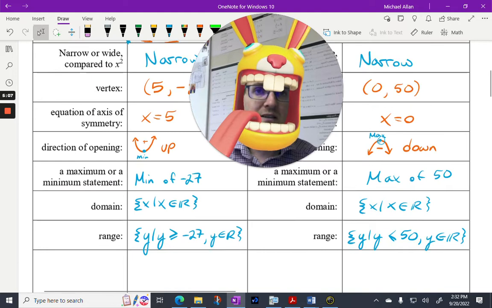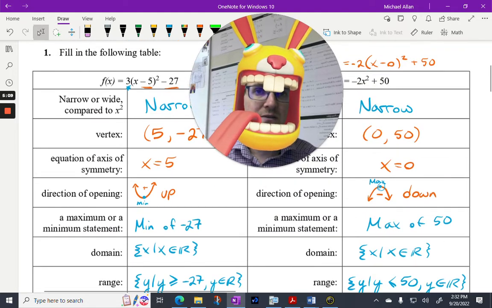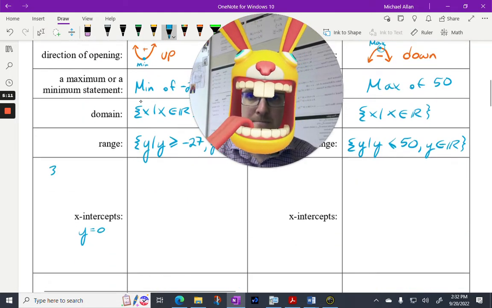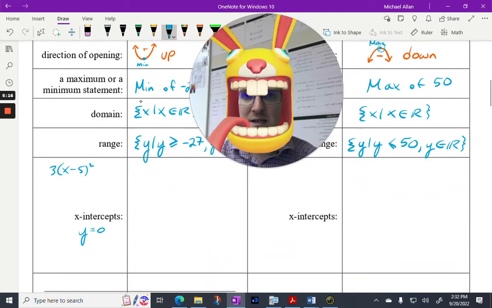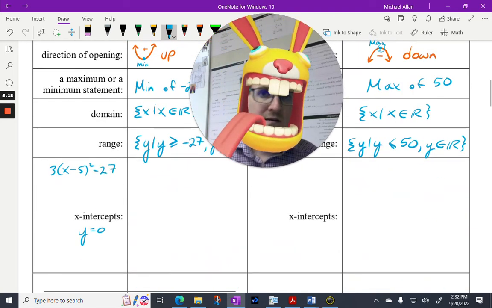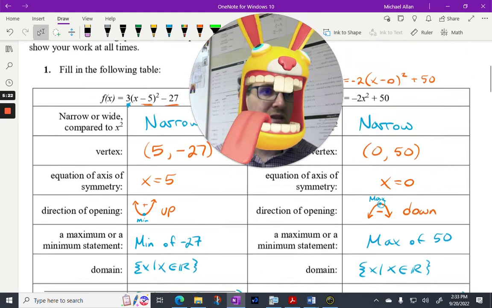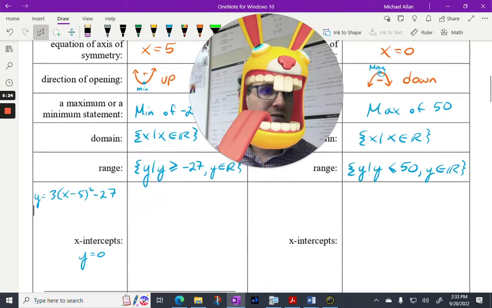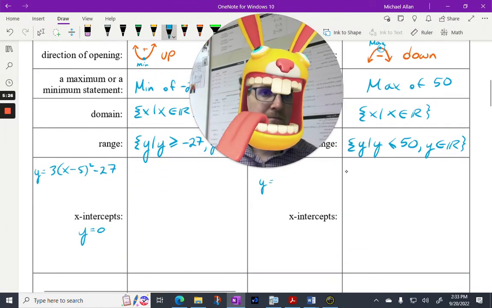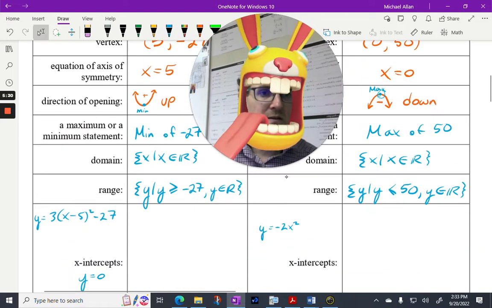All right, so this equation, I just have to write this down here, 3 minus 5... was it minus 27? Yeah, minus 27. Okay. I'm going to write the other equation over here too, so I can do it at the same time. Negative 2x squared plus... was it plus 50? Yeah, plus 50. Okay, so now I got these equations.